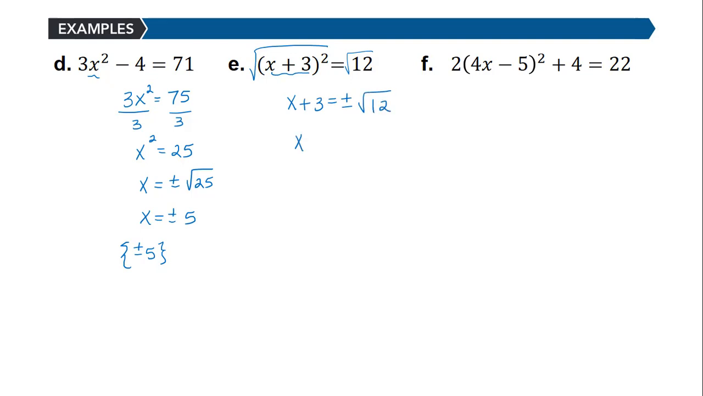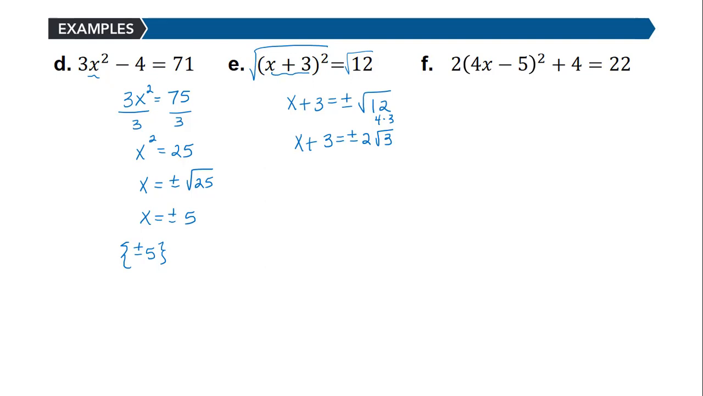of 12. I can simplify the square root of 12 by finding a perfect square factor of 12, and that's 4, right? 4 times 3. So the square root of 12 simplifies to be the square root of 4, or 2, on the square root of 3.